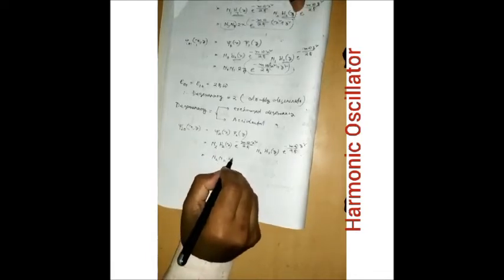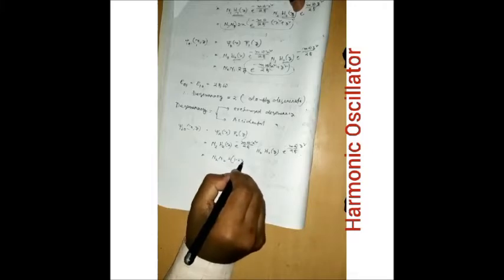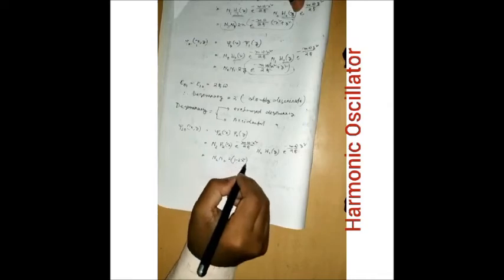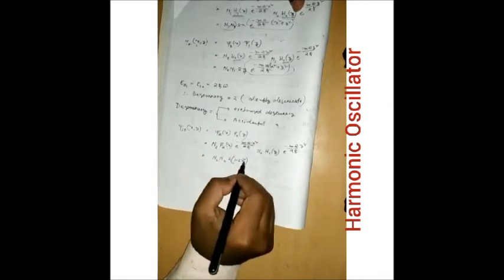This value is 2(1 minus 2x square). So it is 2(1 minus 2x square). This is the value for the Hermite polynomial. You can check it also.